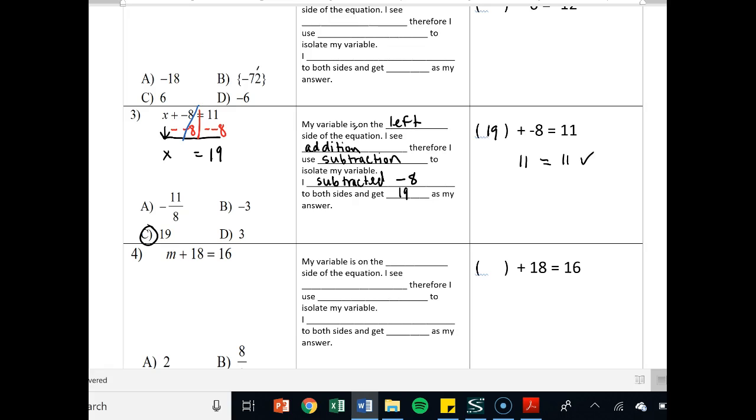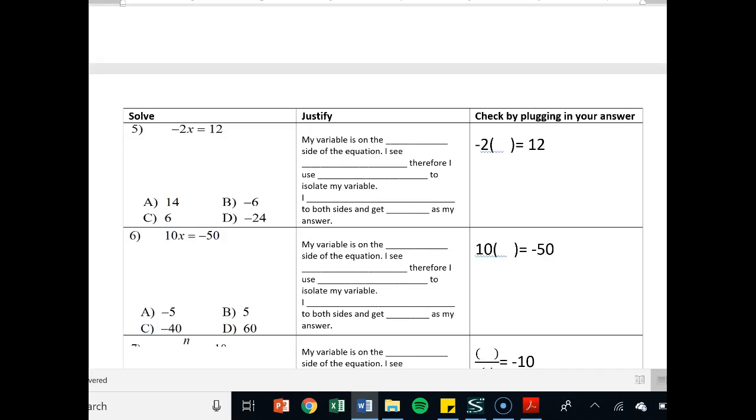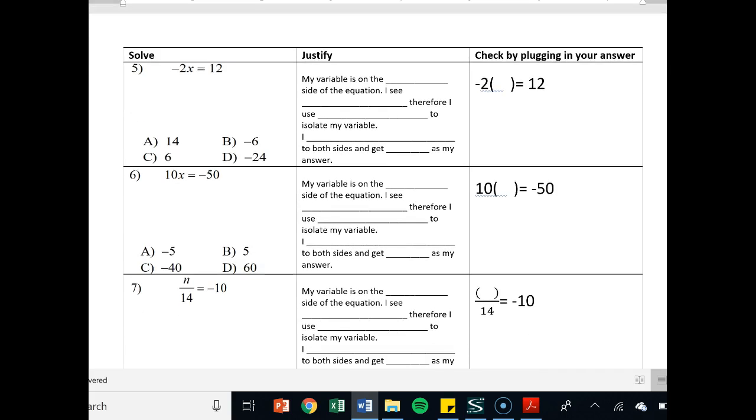All right. Number 4, you go ahead and ask yourself how to do that one. Number 5, again, if I draw a line right here, I see my variable is on the left-hand side of the equation again. I see this time a number next to a variable. I see multiplication. There's no addition, no subtraction sign. So therefore, I'm going to use division to isolate my variable.